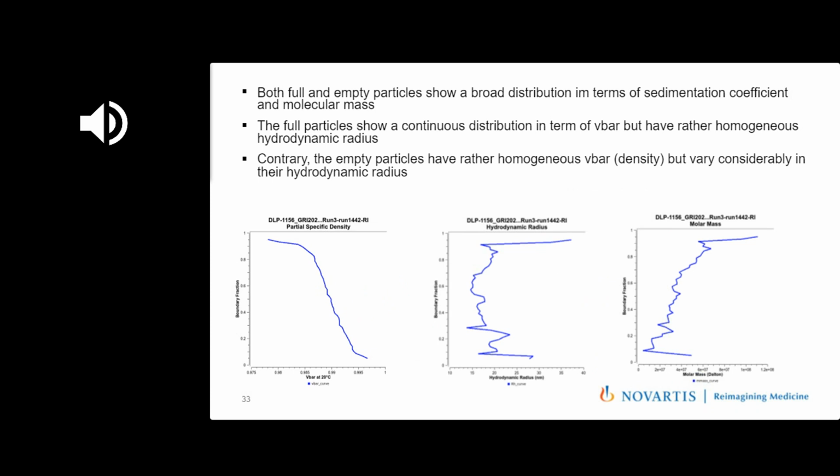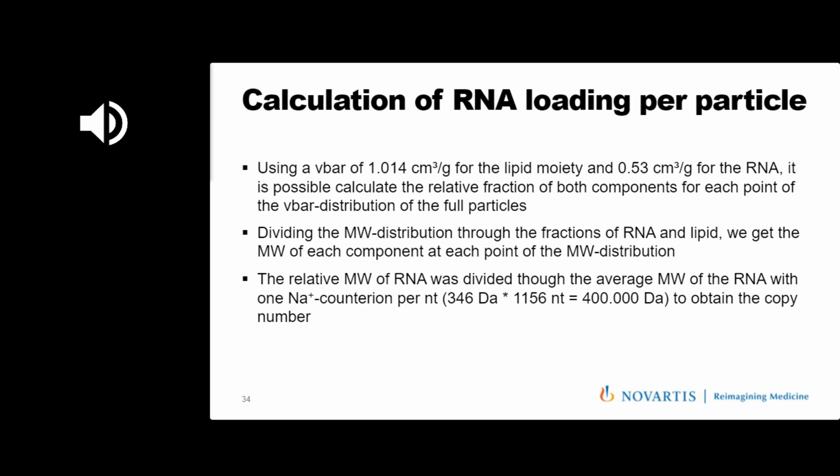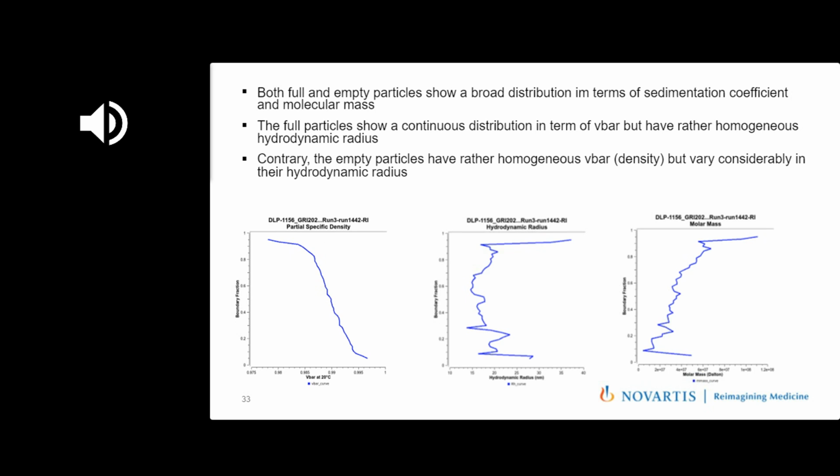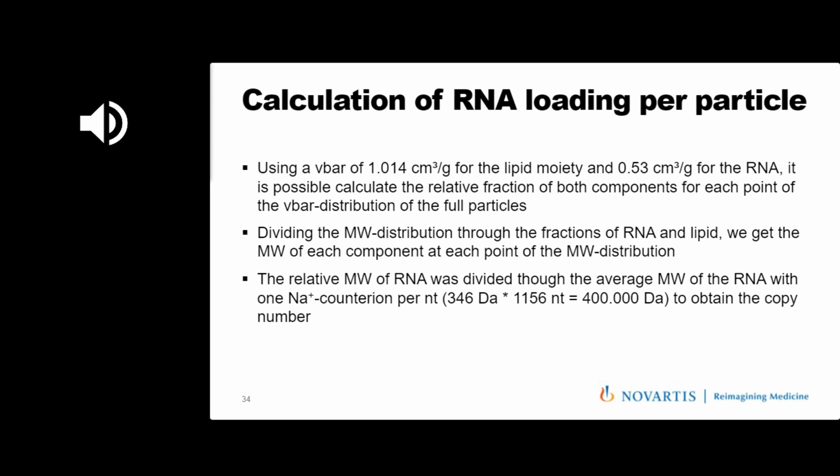And when processing the data, this was our primary goal of interest, a V-bar distribution, so the partial specific volume distribution of our full particles, because this distribution depends on the composition, or the relative amount of RNA and lipids. What we did is we used the V-bar of the empty particles I've shown you before, and the tabulated value for RNA and PBS, and calculated, also using the molecular weight distribution you get out of that, the molecular weight as a relative composition of lipid and mRNA at each point of the distribution, and divided the molecular weight at each point by that of the mRNA.